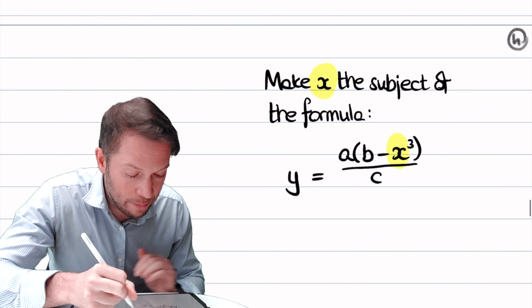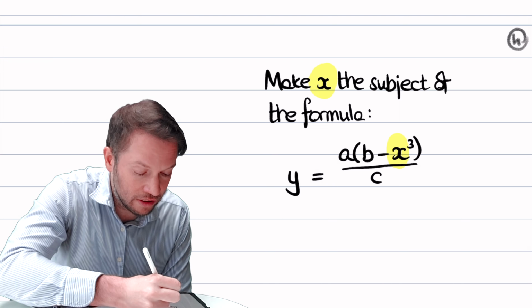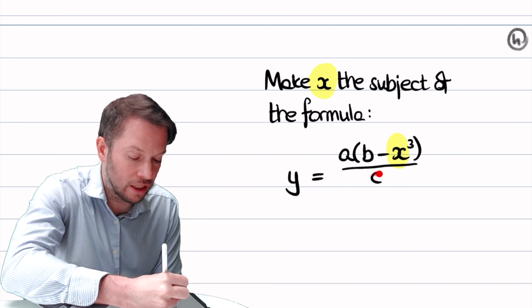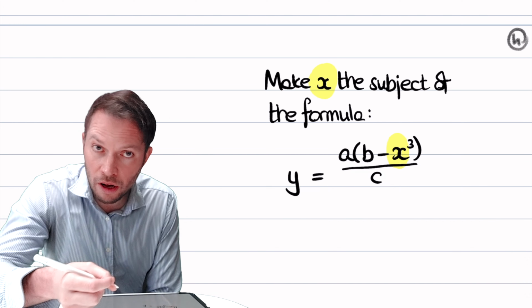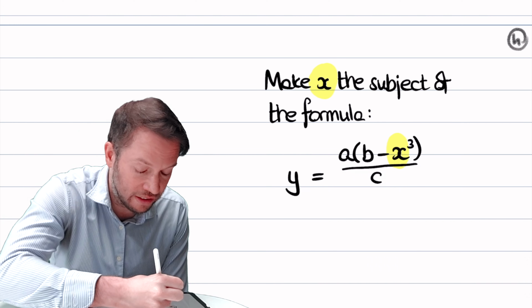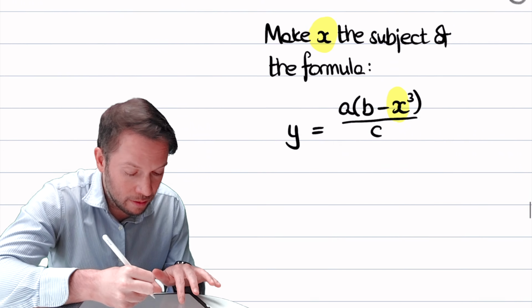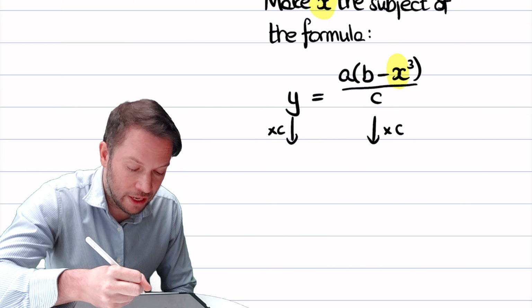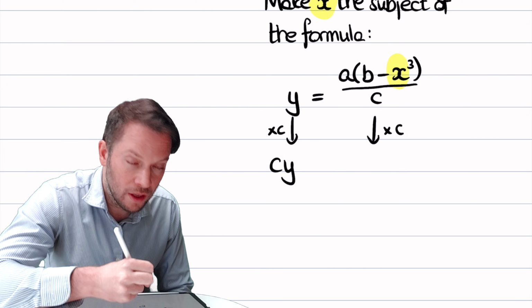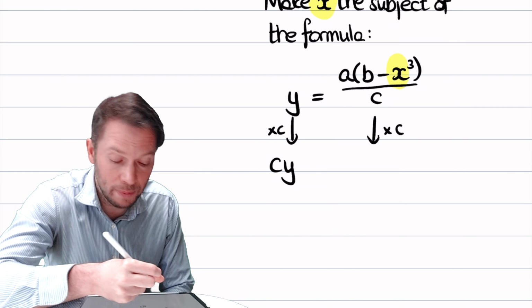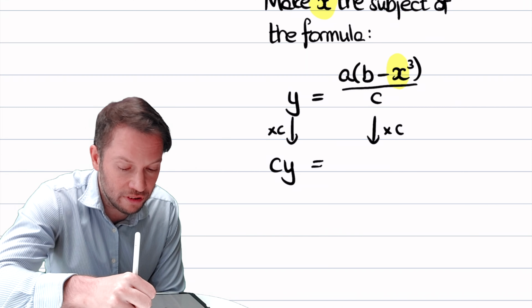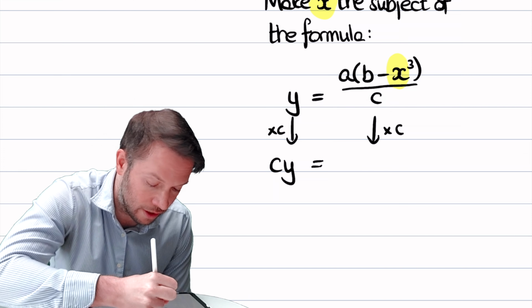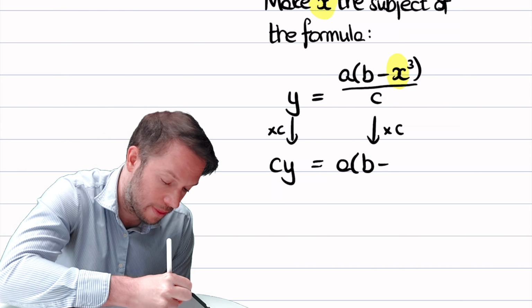Now let's think what's happening to x. It's been cubed, then it's been subtracted from b, then that whole thing is times by a, and then it's being divided by c. Now we undo the last thing that happened to x, which was this divide by c. So we're going to multiply both sides by c to undo the divide by c. So on the left-hand side, we just get cy rather than yc because we put them in alphabetical order. And the times c on the right-hand side cancels out this over c, leaving that numerator there like this.